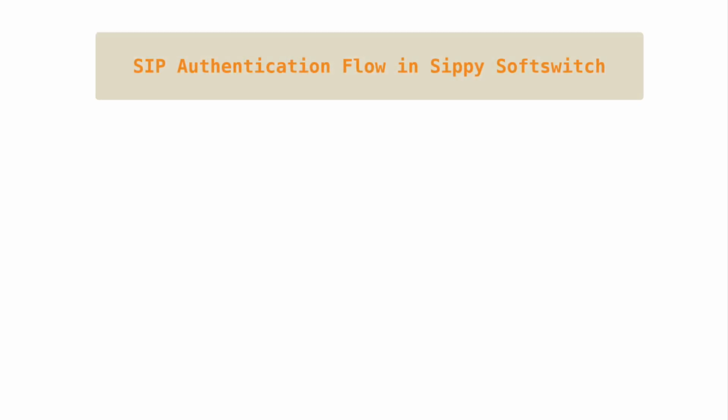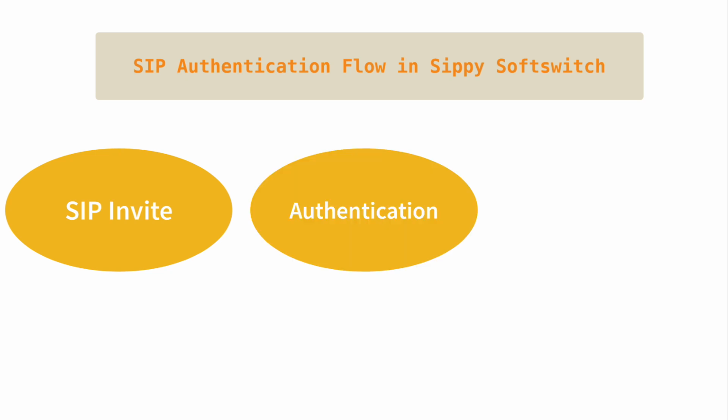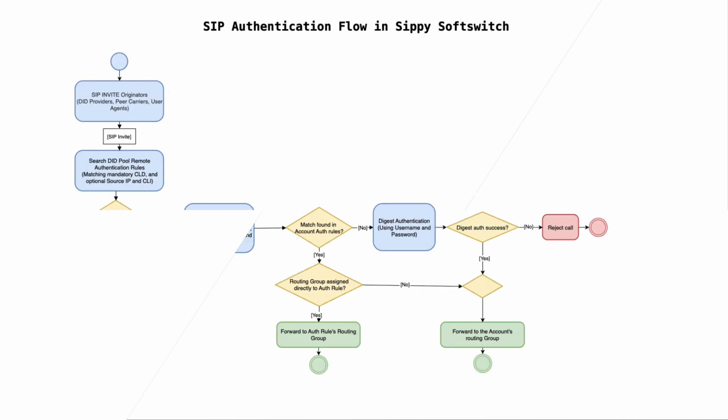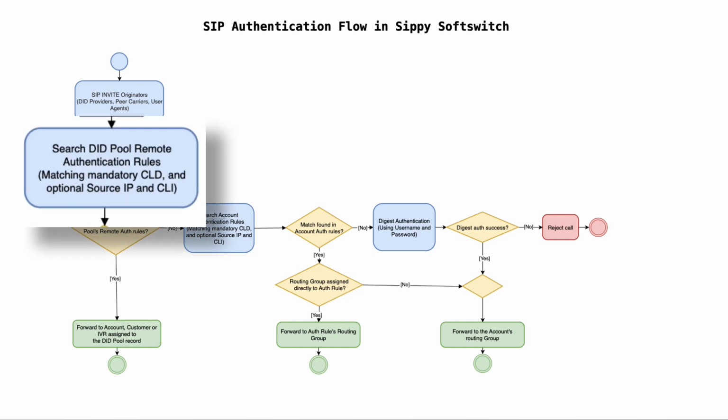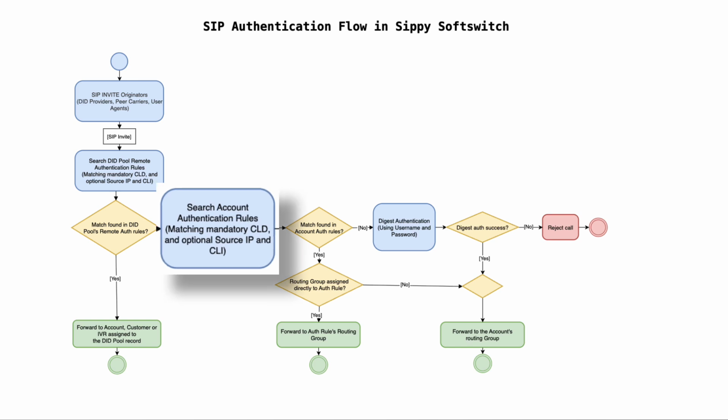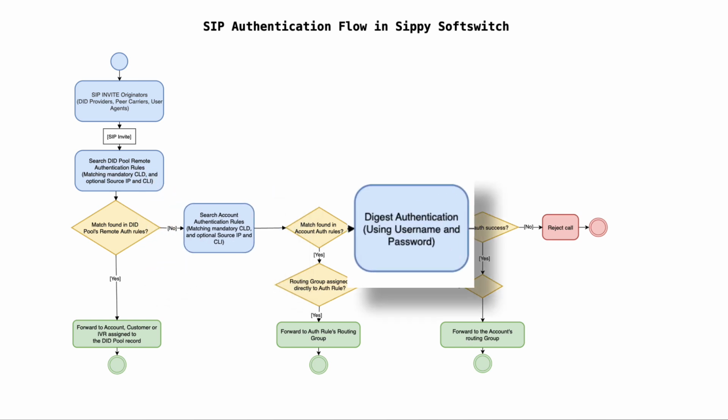In this video, we'll cover the SIP authentication flow in Sippy. This flow is applicable to the SIP invite request of any incoming call. However, we will focus on how it applies to DID numbers, as these aspects are crucial for properly configuring various DID scenarios. There are three core authentication stages in the Sippy soft switch: remote authentication type rule in DID pool, account authentication rules, and digest authentication.